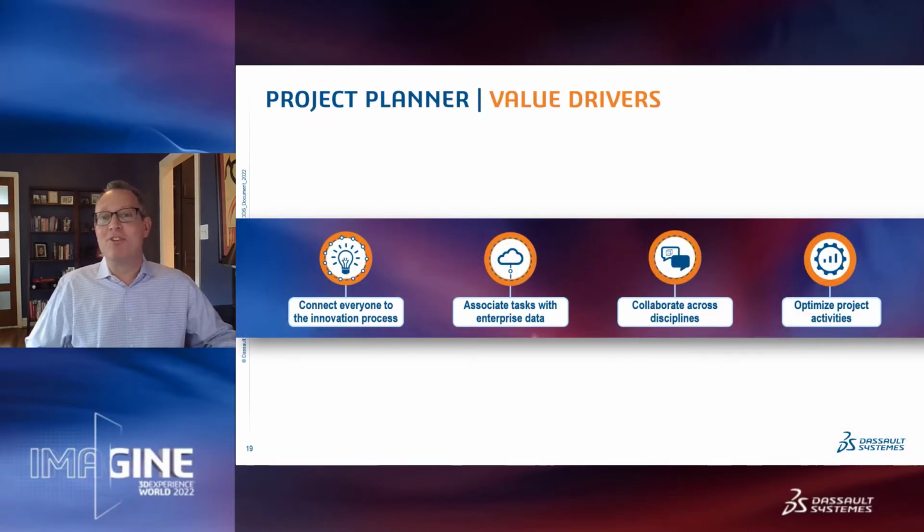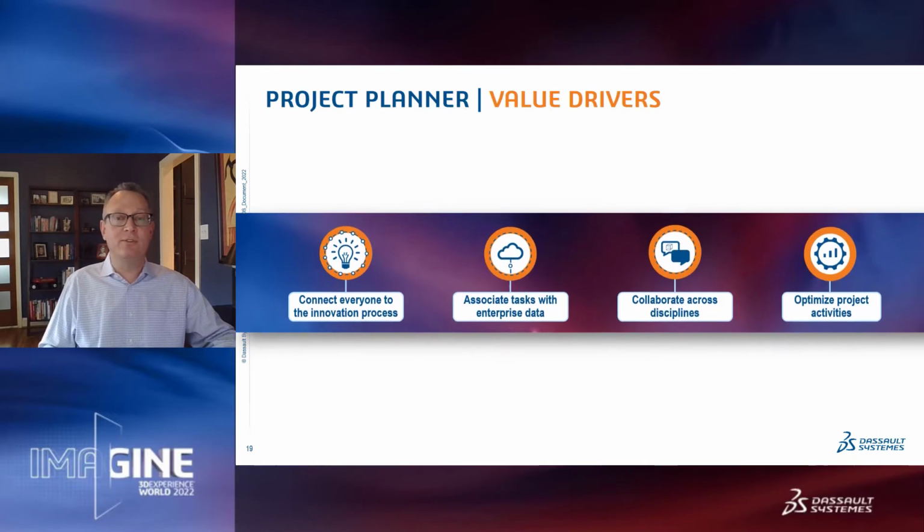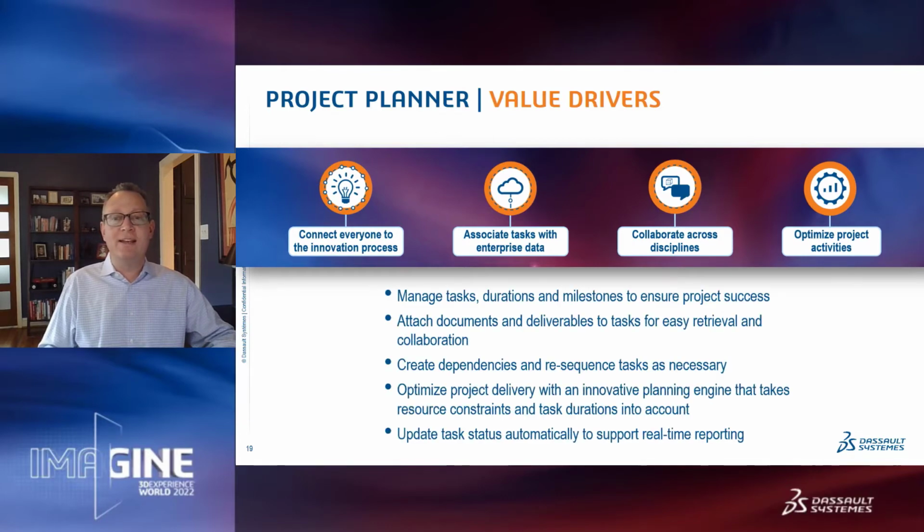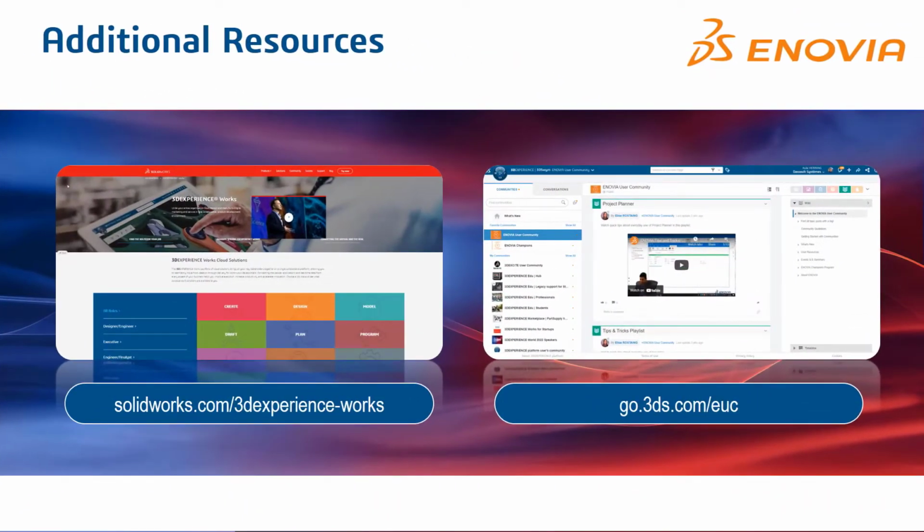As a quick summary of the project planner role, it provides teams with a way to bring everyone together on the innovation process. It connects your tasks with the data associated with them, it facilitates cross-discipline collaboration, and it automatically supports the optimization of product activities. Functionally, it does this by managing tasks, durations, and milestones, attaching content to tasks for easy retrieval and collaboration, creating dependencies and resequencing tasks as necessary, optimizing project delivery with an innovative planning engine, and updating task status automatically to support real-time reporting.